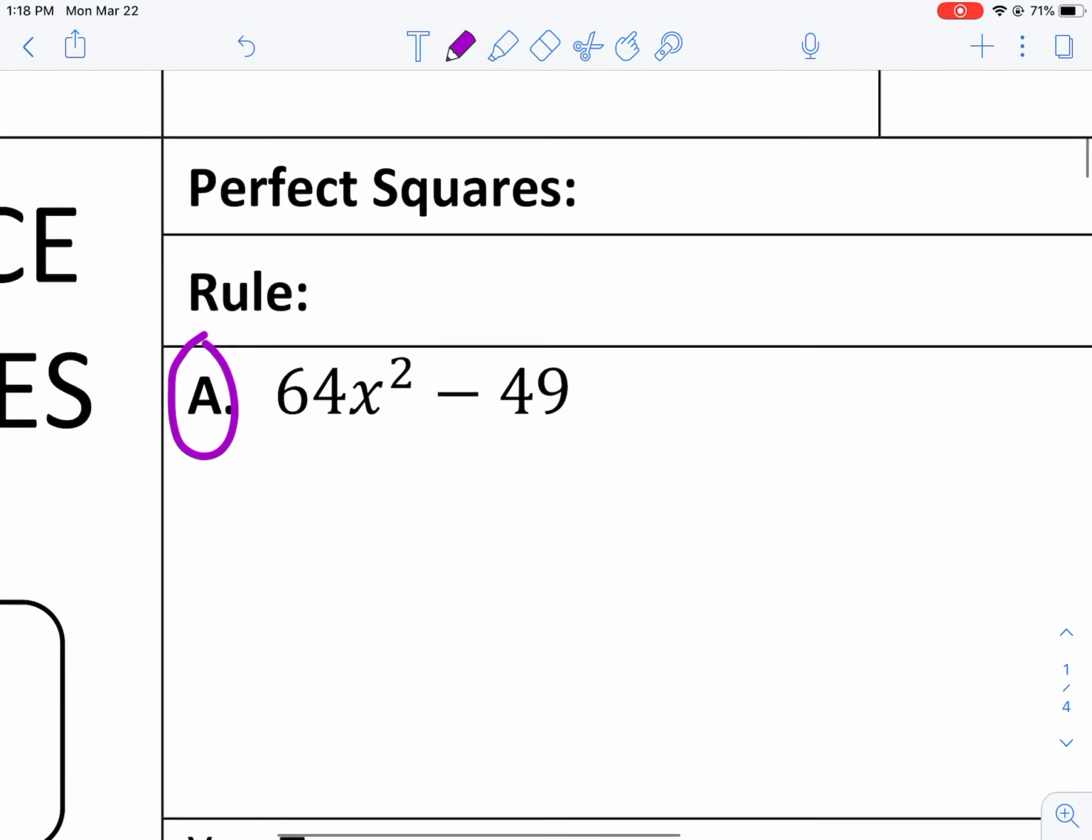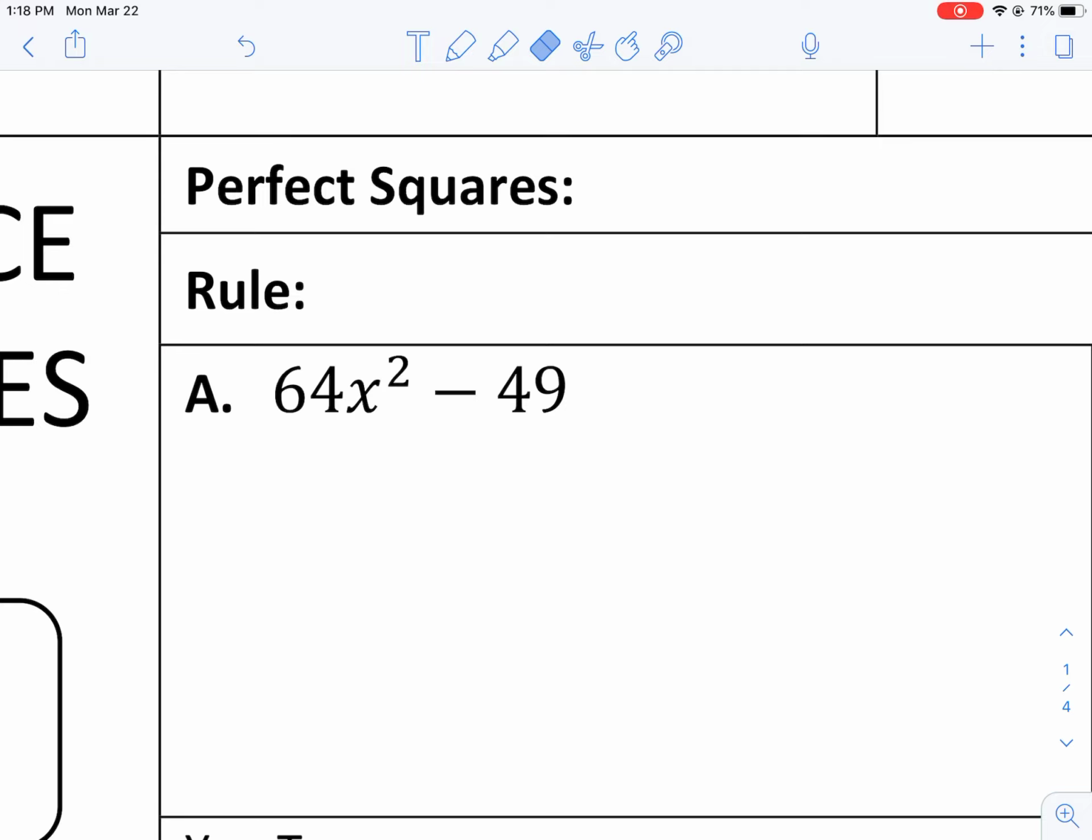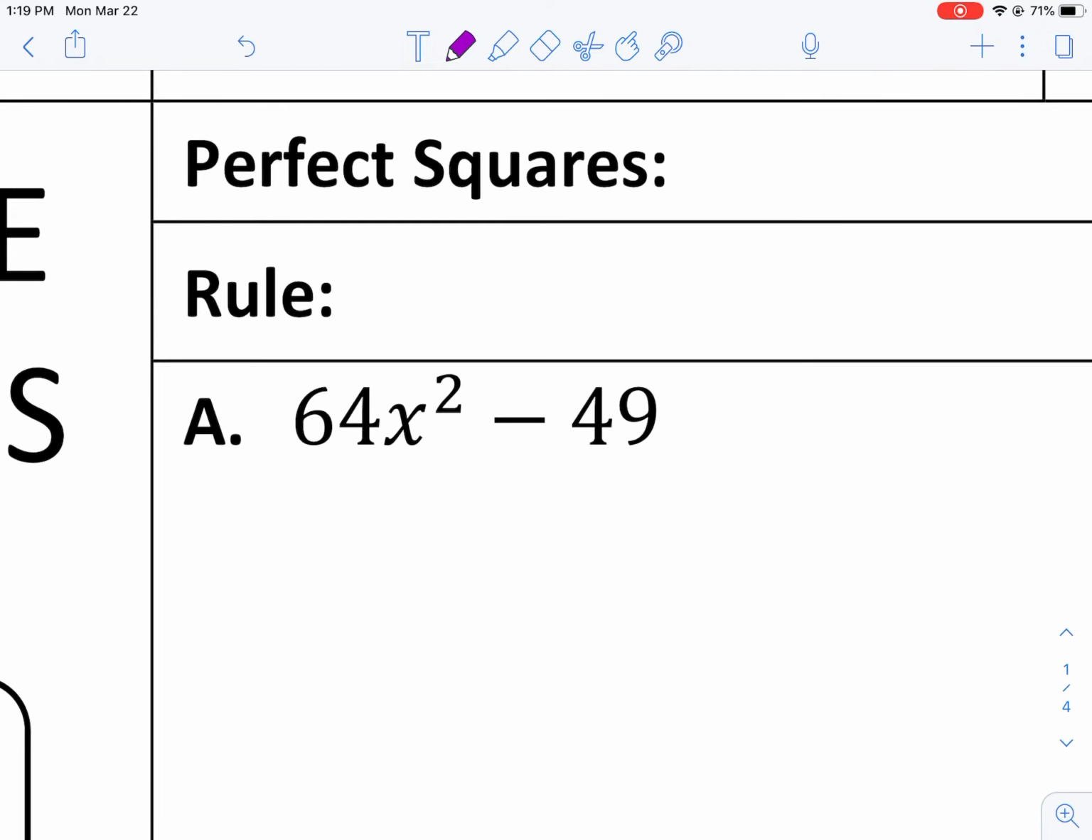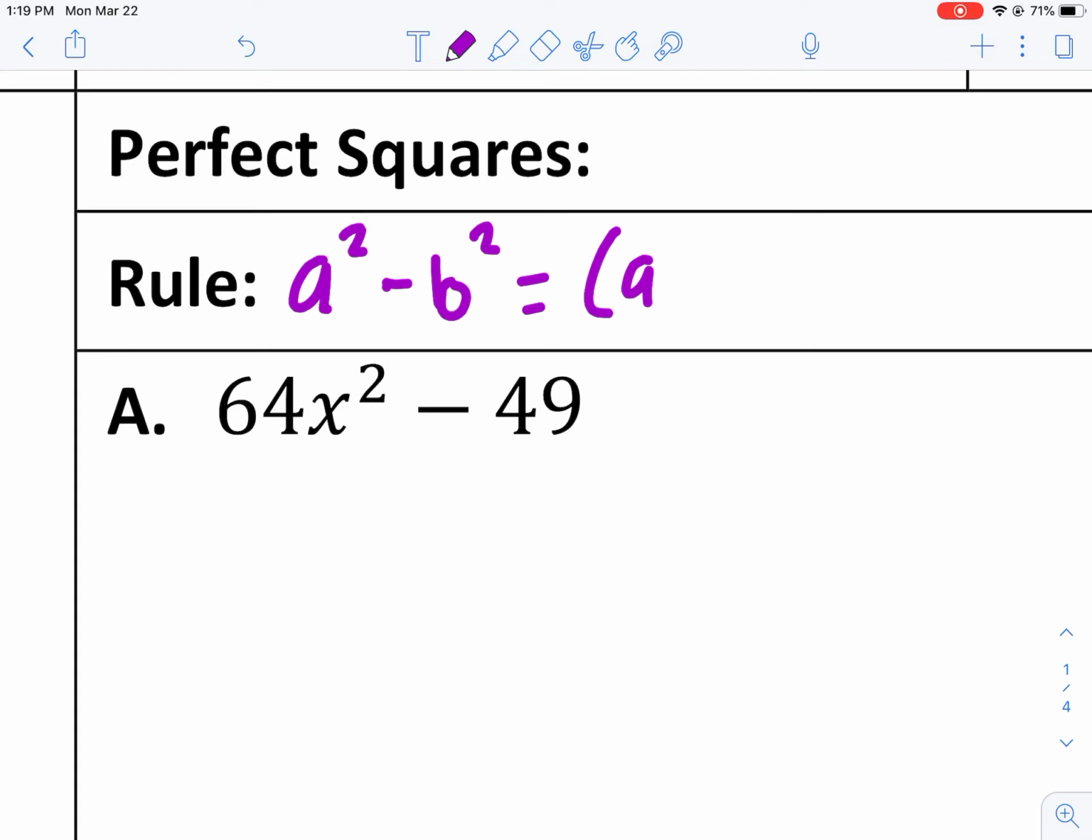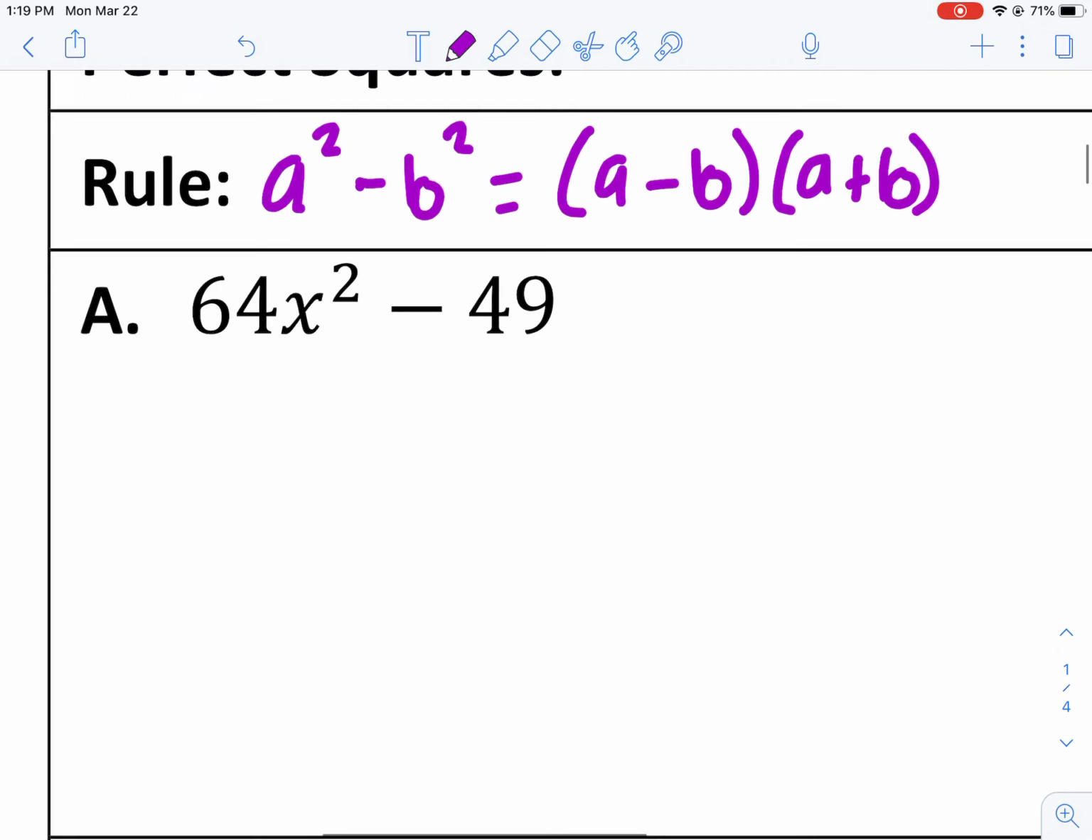Another situation that we looked at is difference of squares, okay? And the rule for the difference of squares is that if you have two perfect squares and they're being subtracted, like a squared minus b squared, it's always going to factor into (a minus b) and (a plus b), okay? Because a times a gives you a squared, and then b times negative b gives you negative b squared, all right?